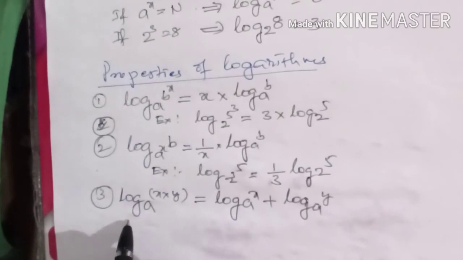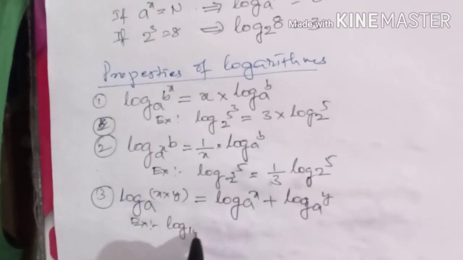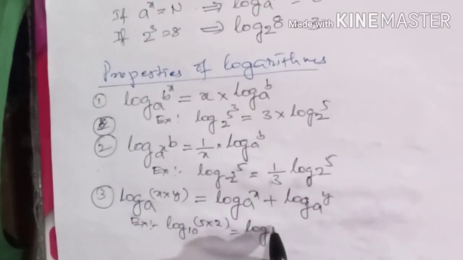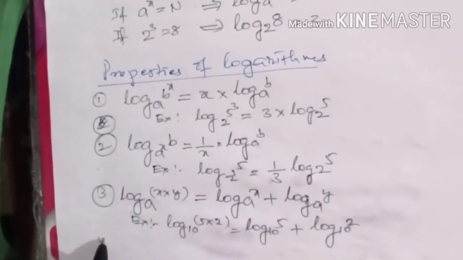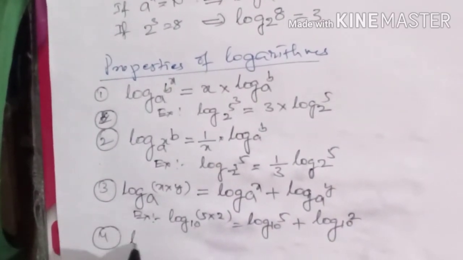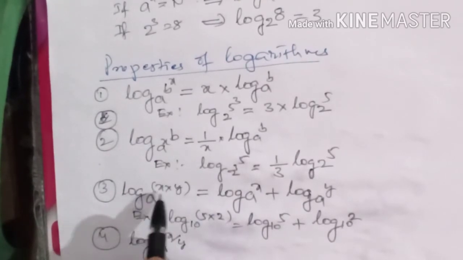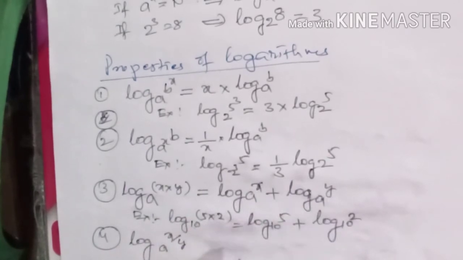For example, log 5 into 2 to the base 10. Here the base is 10. We can write this as log 5 to the base 10 plus log 2 to the base 10. And one more here, log x divided by y to the base a. The expansion of log x into y can be written as log x to the base a plus log y to the base a.